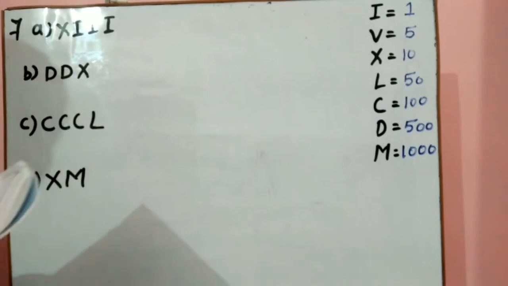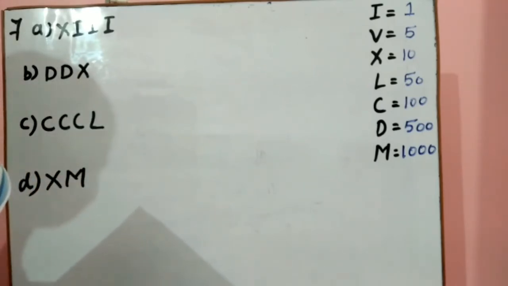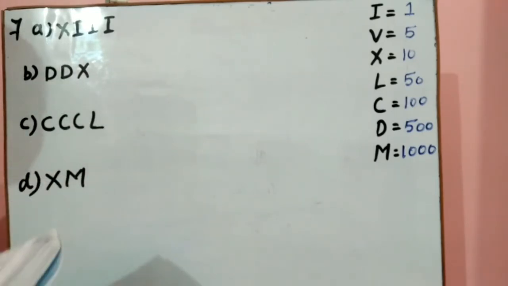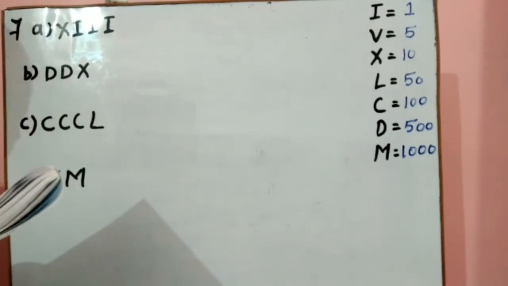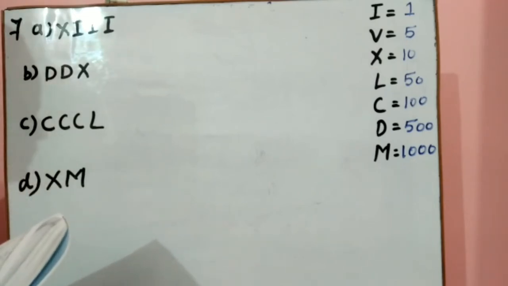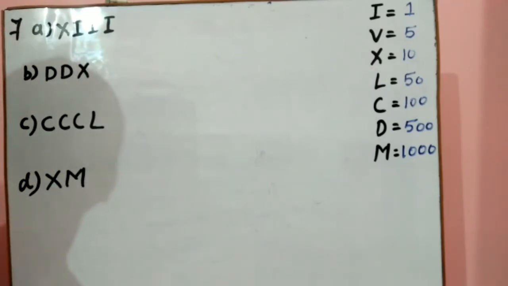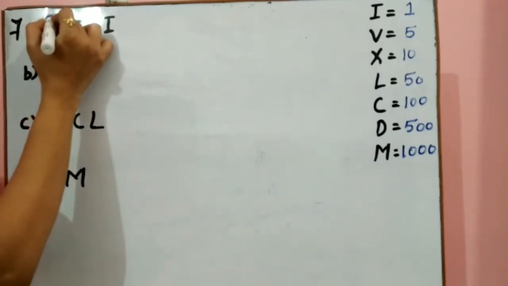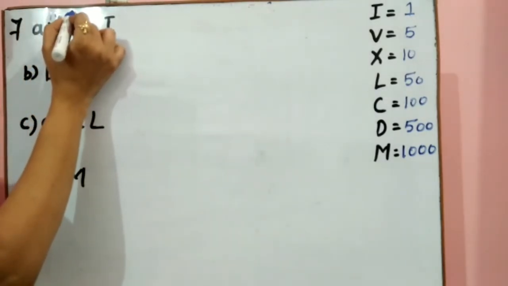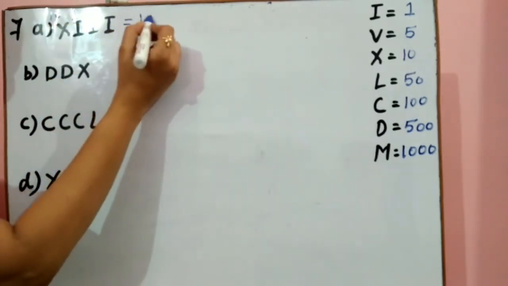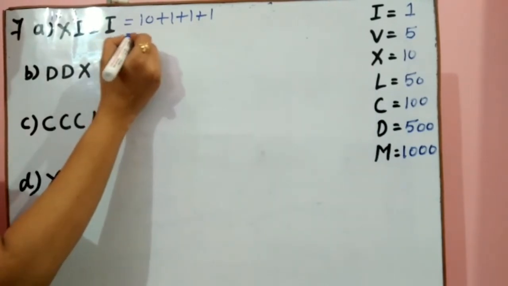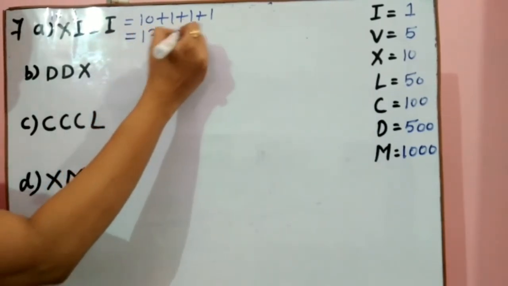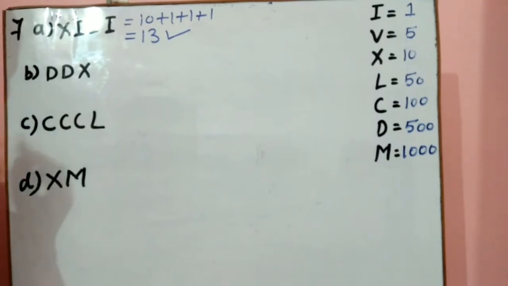Question number 7. Cross out the wrongly written Roman numerals. It means we have to find out a Roman numeral which is written wrongly. A. XIII. The value of X is 10 and I is 1. 10 plus 1 plus 1 plus 1 is equal to 13. This one is correct.